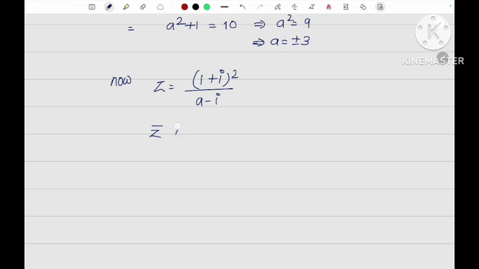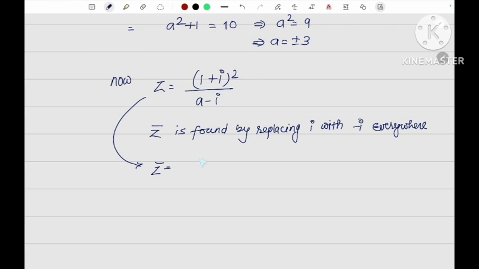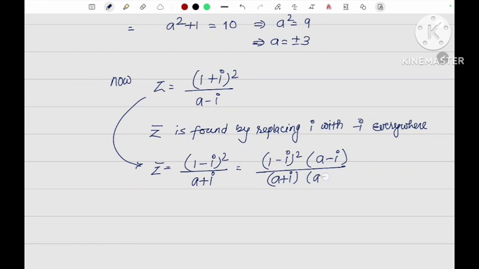Z bar is found basically by replacing i with −i everywhere. So z bar is equal to (1 − i)² divided by a + i. Now you rationalize it. This will become (1 − i)² (a − i) divided by (a + i)(a − i).